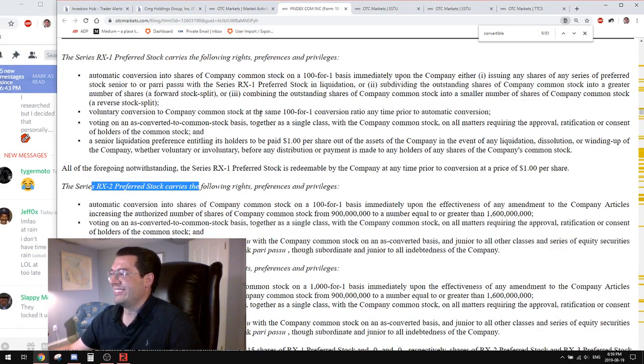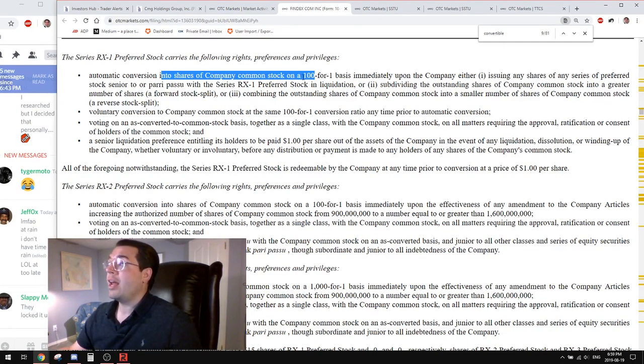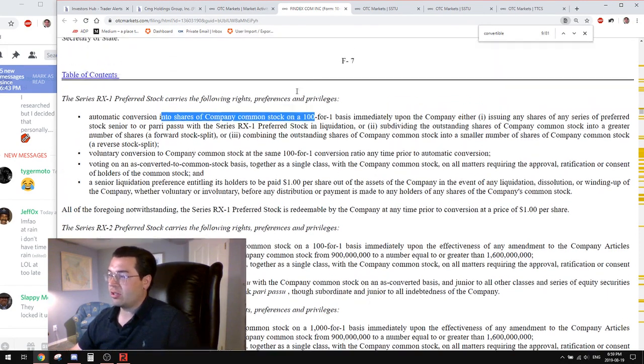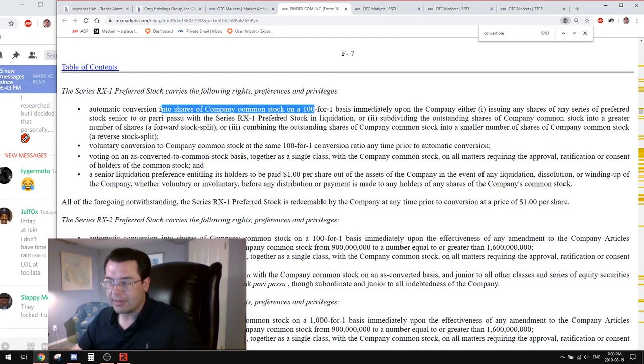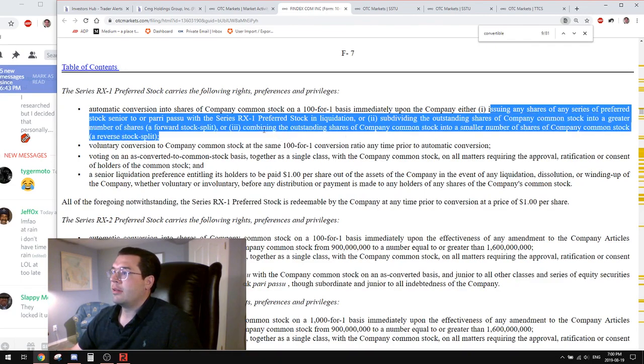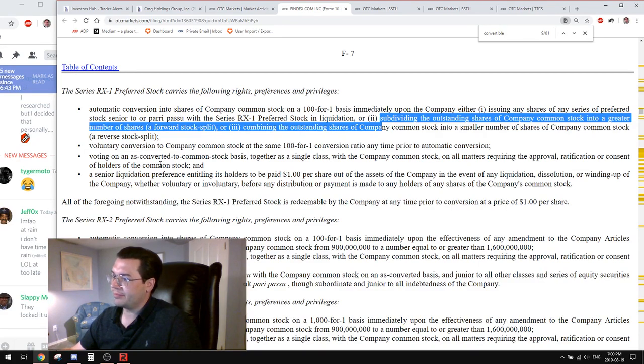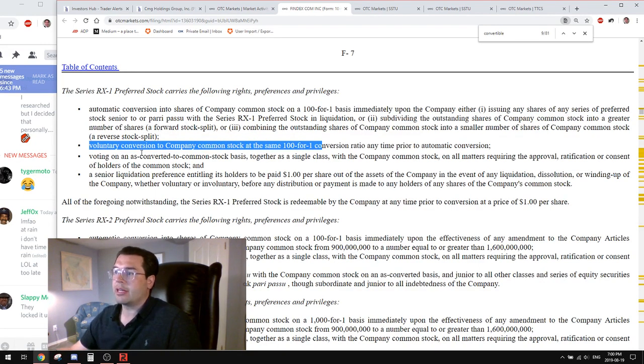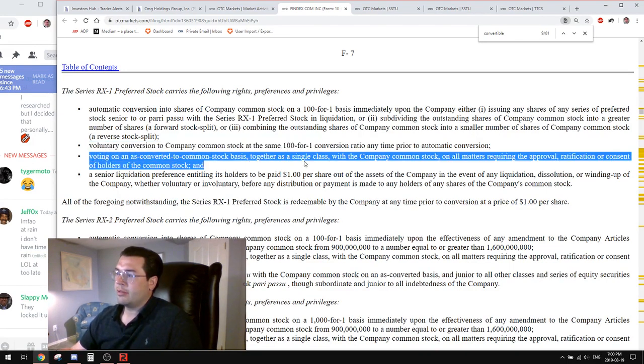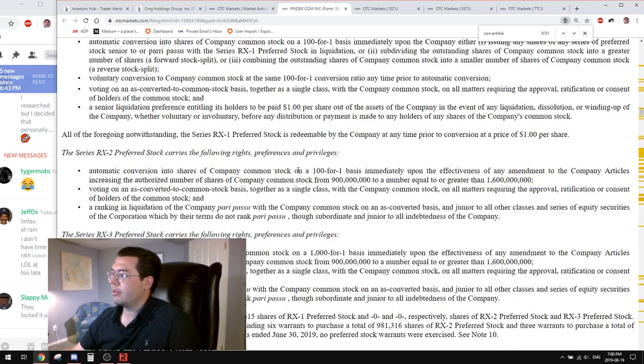RX2 allows automatic conversion into company stock on a 100-for-1 basis. So they have 1.5 million. That would make it 1.5 billion. Or Perry Passu. I don't know him. I've been around the OTC a bit. I don't know Perry. Voluntary conversion. The company decides they want to convert. And then you have 100 for one. So we had 1 million, I believe, of this. I can't keep up. 1 billion?